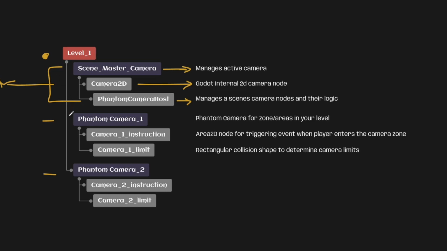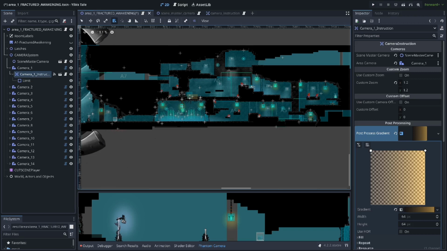And then depending on how large the level is, I can have multiple cameras in the scene that point to different areas on the level. But for each camera, there's also an Area2D, which is a camera instruction node. What this does is trigger events when the player enters the camera zone. And then there's the camera limit, which is a very simple rectangular collision shape to determine the camera limits and what it can show.